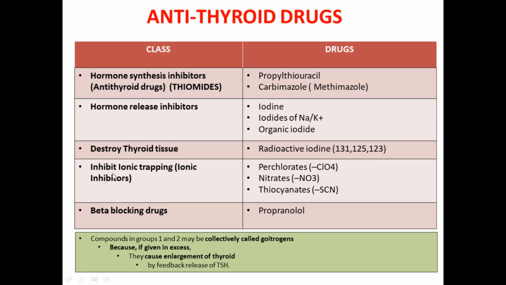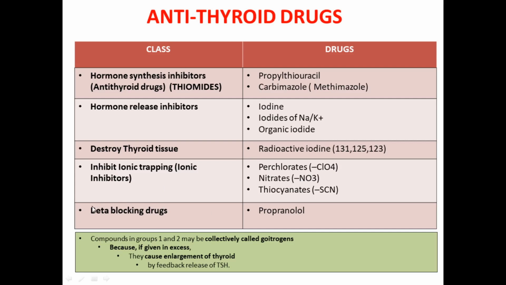The next one is inhibit ionic trapping. The word trapping is there, so you have to remember the iodide trapping. These are the drugs working on that step, which is called iodide trapping. So which drugs are there? Perchlorate, nitrate, thiocyanate. All these are ions that are going to work on that iodide trapping step.